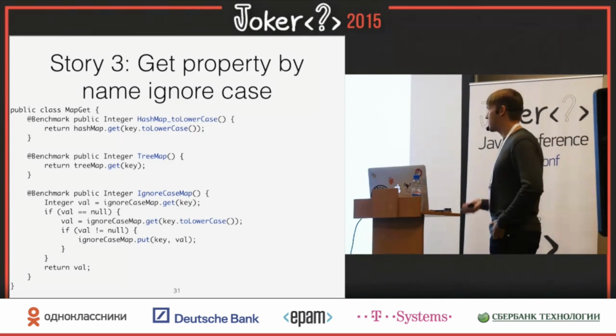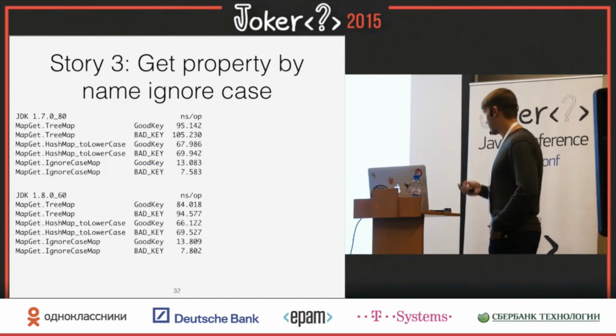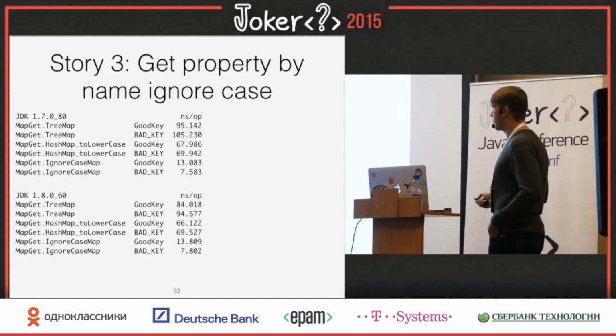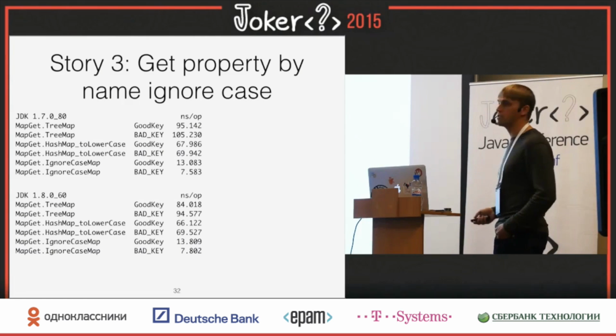Okay, that's all interesting, but does it really make sense? So let's have a look. We started with a TreeMap. Good key is the case when the key exactly matches the case stored in the map. Bad key doesn't match the case stored in the map. So we see we have a certain 100 nanosecond time. HashMap with toLowerCase is better, but we generate garbage. We generate a new string object every time. If you look at our ignore case map, we're somewhere from 7 to 15 times faster than our TreeMap case. And this goes across JDK, doesn't change.